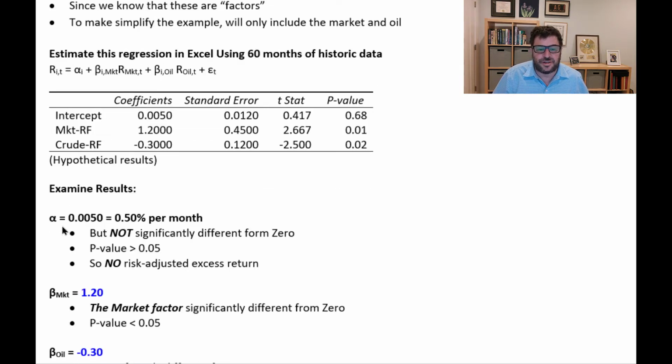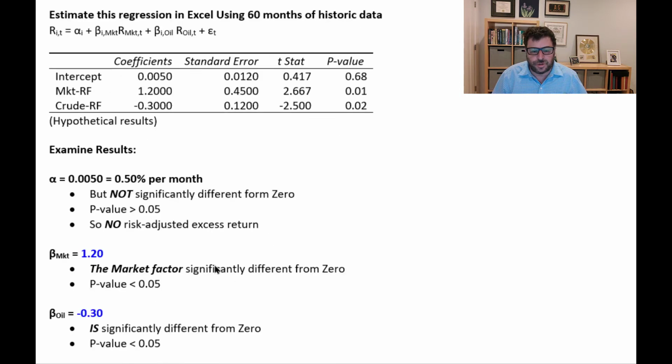We can see that the alpha is 0.5% per month, but it's not statistically significantly different from zero because the p-value is greater than 0.05. And so we would conclude that there is no risk-adjusted excess return. I have a market beta equal to 1.2, and so the market factor is statistically significantly different from zero because I have a p-value less than 0.05, and so I would include that.